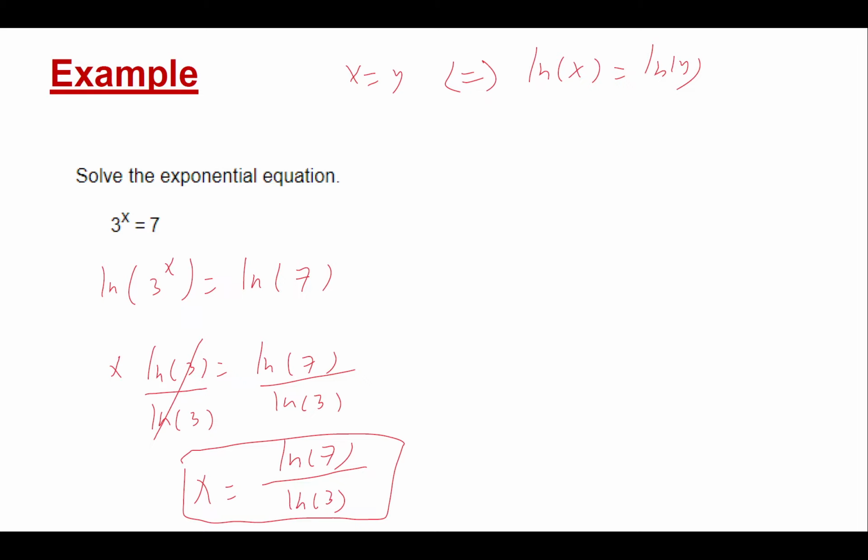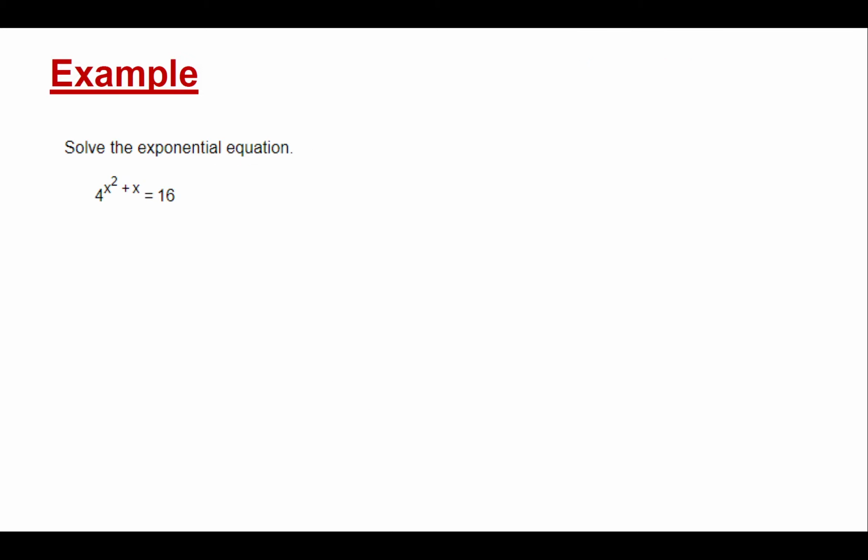But remember one more time, if you want your answer in decimal form, you need to use a calculator. Here in this problem, there is a 4 as the base on the left side, and there is a 16 on the right side, but there is a way we can express this 16 as 4 squared. So a to the power x equals a to the power y is only possible if the exponent values are equal. Because there is the same base, 4 and 4, we can write it down as x squared plus x equals 2. So this is a quadratic equation.